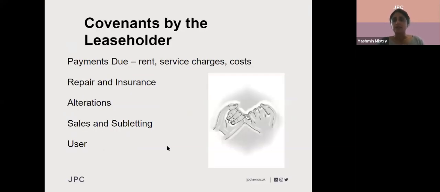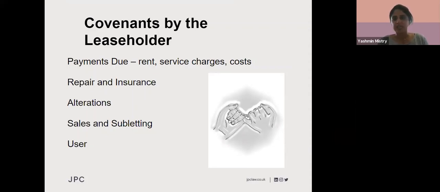Covenants by the leaseholder. The lease will deal with covenants by the leaseholder. What are covenants? Covenants are essentially promises. That's all it is. A promise by the leaseholder to do something. So the usual things that the leaseholder will promise to do under the terms of the lease are pay the payments. So it's to pay the rent, to pay the service charges, and some leases will have the obligation for the leaseholder to pay costs.